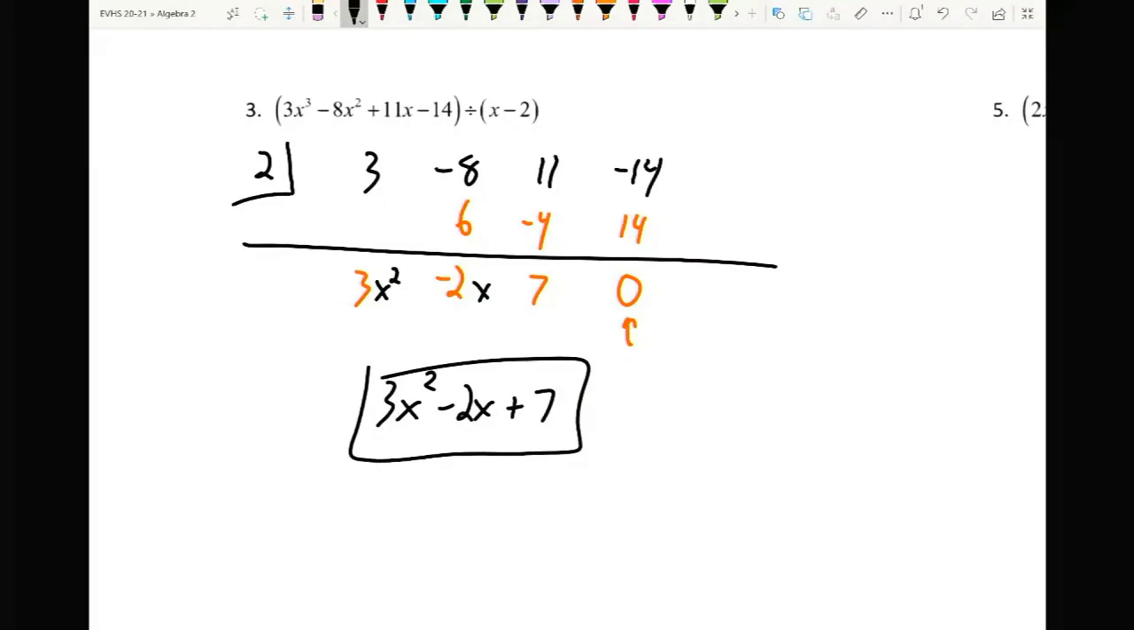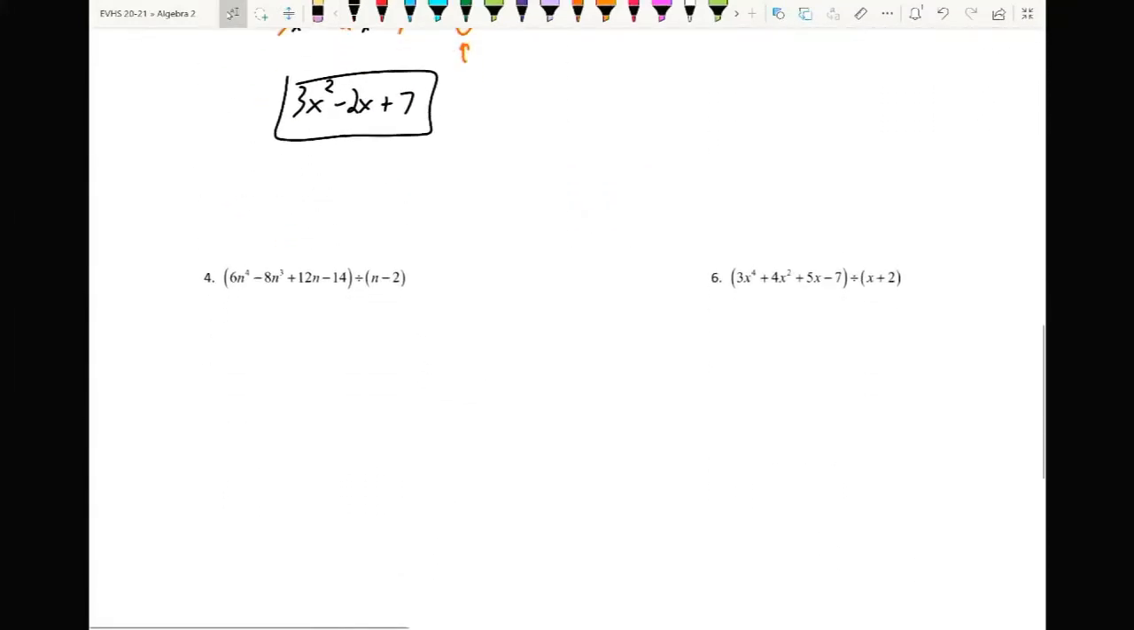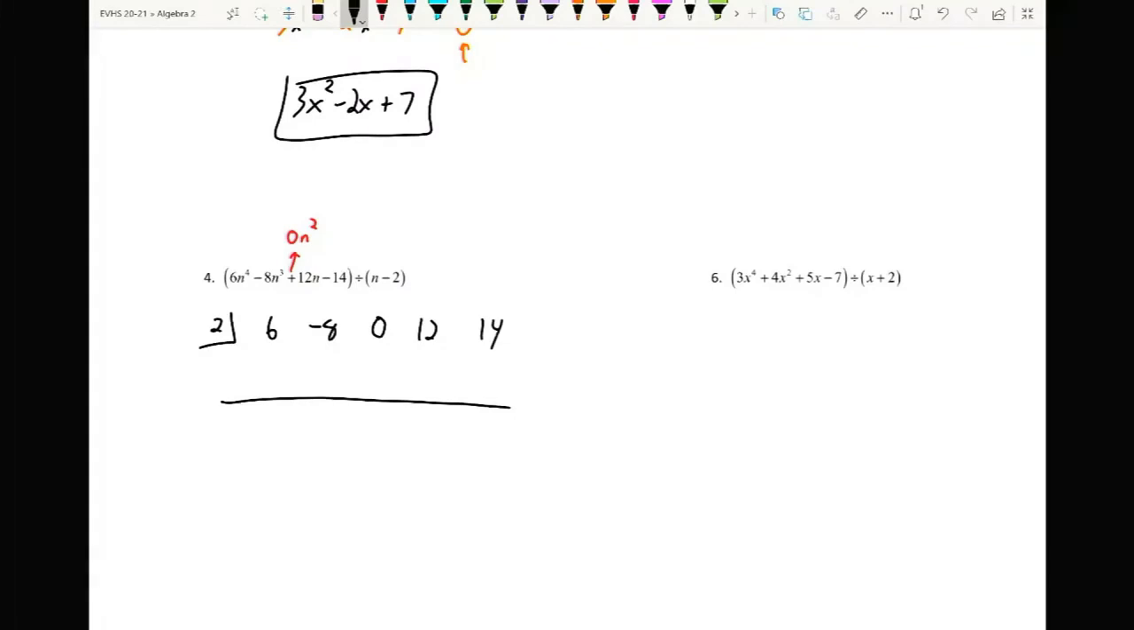Okay? I know it's a bit of a hassle to learn up front, but once you do, it makes these division problems go so much faster. Okay, number 4. I've got fourth power, third power. I'm missing a second power. First, constant, I'm set up properly on the divisor. So we're going to change the sign. Negative 2 becomes positive 2. And we've got 6, negative 8, 0, 12 and 14. Make sure you get that 0 in there so you don't have mistakes like I did earlier.